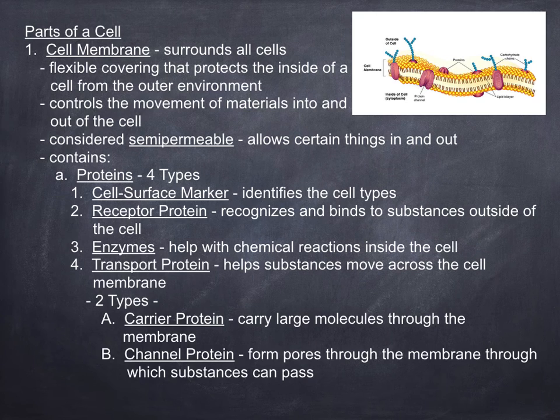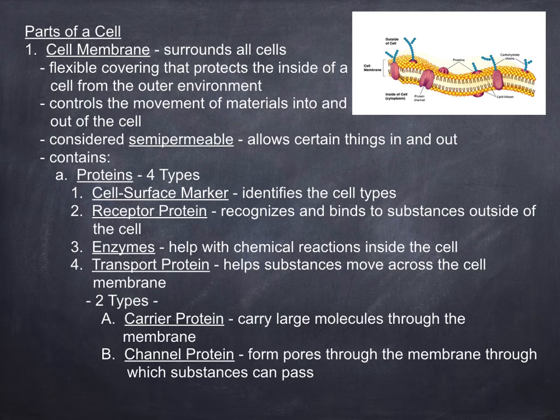The second kind are the channel proteins. And channel proteins form like a tunnel or a pore through the membrane so that different substances can move through that pore. Kind of like a culvert, I guess, in a road. Lets things pass under the road. So that's kind of what a channel protein does. It lets things pass through the membrane.